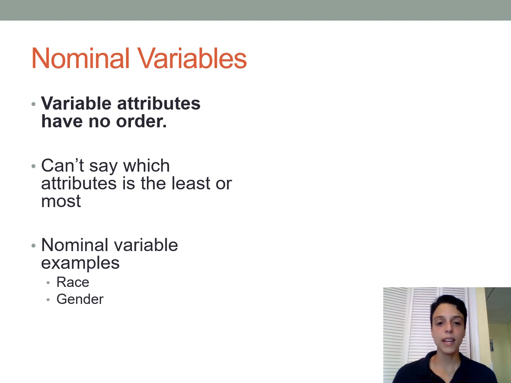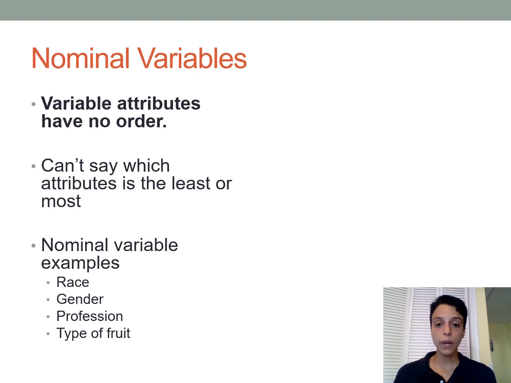Gender. You wouldn't say that somebody who's male has more or less gender than somebody who's female. They're just different categories that you can be in. Profession. You wouldn't say that somebody who's an architect has more or less of a profession than somebody who's an astronomer. They're just different professions that you can be in. And finally, type of fruit. You wouldn't say that an orange or an apple is more fruit than the other one. They're just different types of fruit.